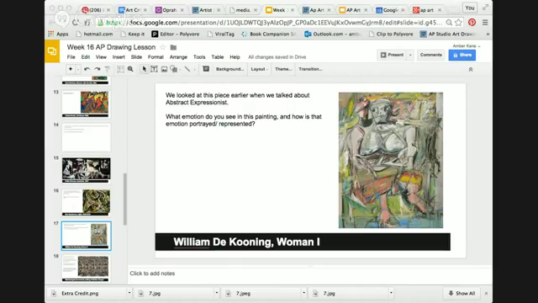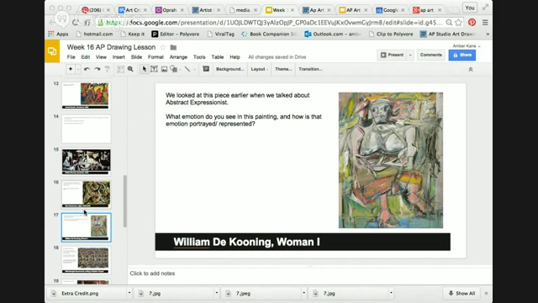Keely says, I think of crazy because of all the lines and colors. Yeah, and even the subject matter kind of feels a little bit crazy because it's not really a realistic representation of a person.